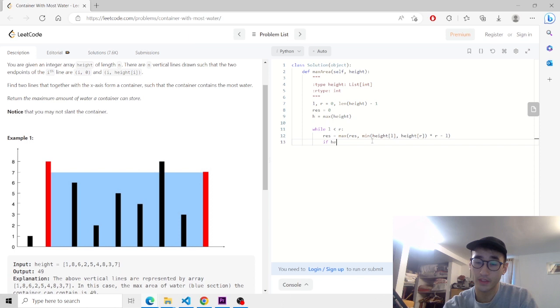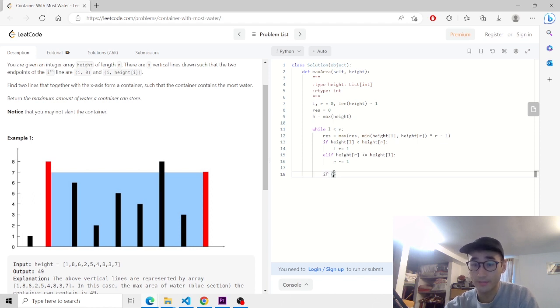So we have if height[L] is less than height[R], then we're going to move the left pointer to the right, with L plus equals 1, which adds 1 to itself. And then we can do an else if height[R] is greater than or equal to height[L], and R we move to the left with the minus equals 1, which adds -1 to the same value. We're just saying, hey, I want to see my pointer move 1 to the left.